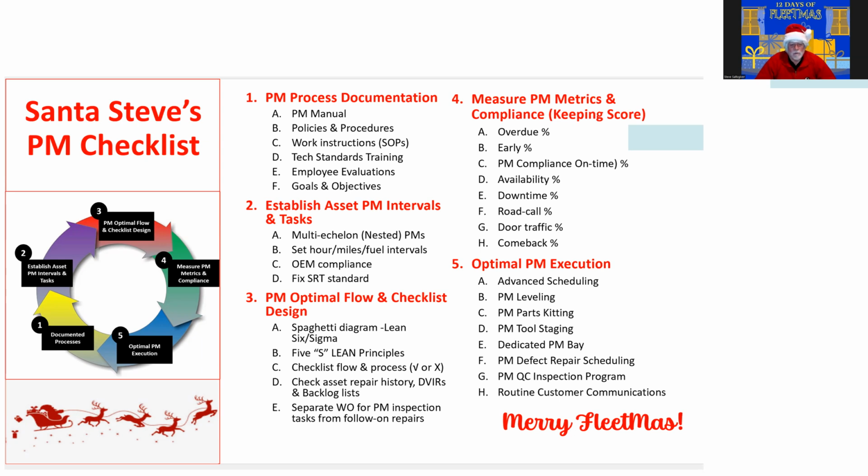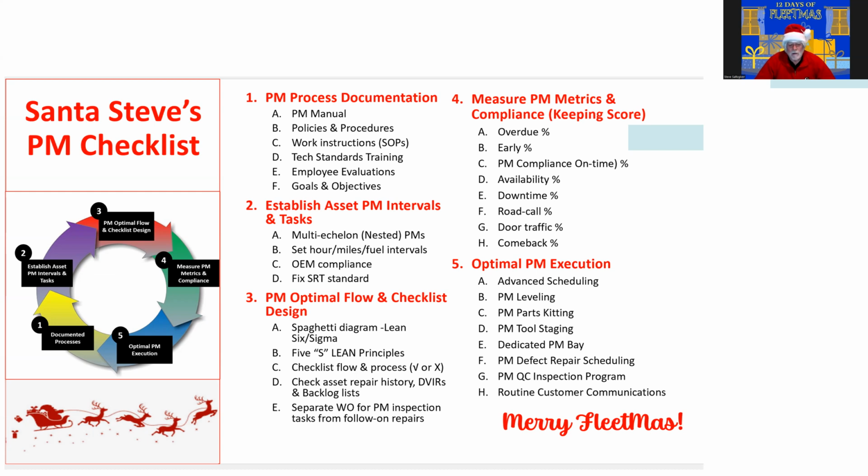Number 2, establish PM intervals. Set those intervals by hours, miles, or fuel gallons, or whatever the manufacturer requires you to have for warranty compliance. Also, you could have fixed standards when it comes to the repair time, so you know how long it takes.